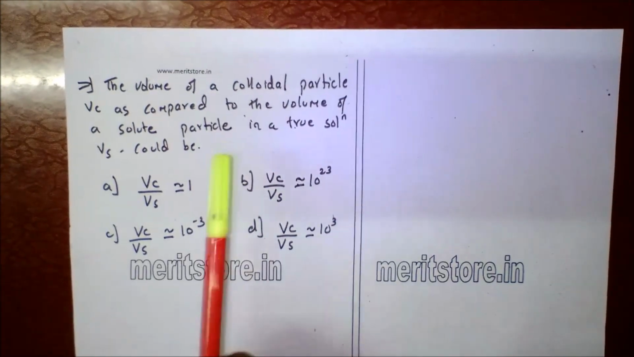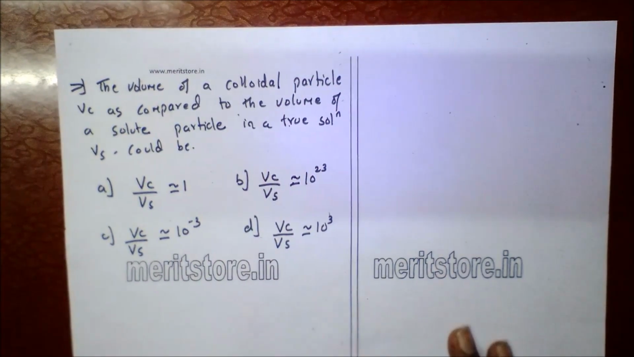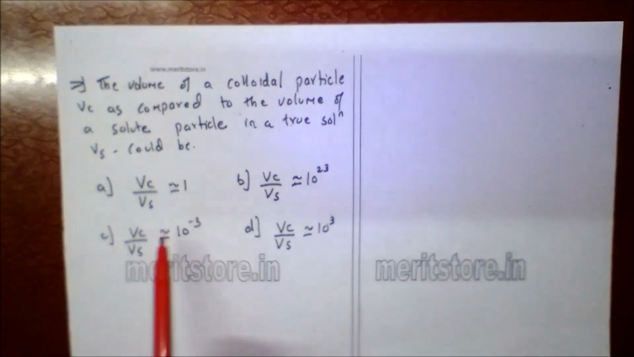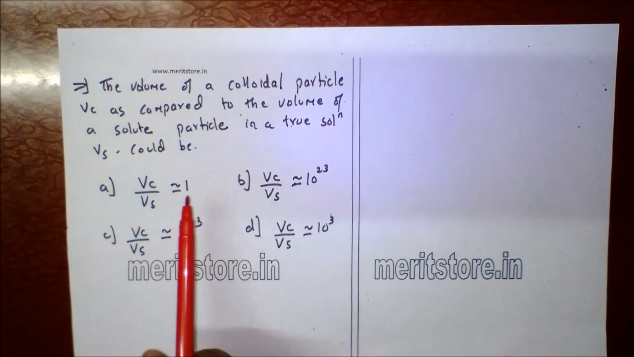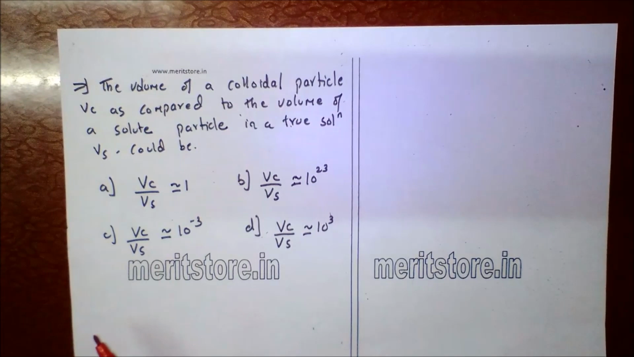The volume of a colloidal particle Vc as compared to the volume of a solid particle in a true solution Vs could be: A. Vc upon Vs is proportional to 1. B. Vc upon Vs is proportional to 10 raised to 23. C. Vc upon Vs is proportional to 10 raised to minus 3, and D. Vc upon Vs is proportional to 10 raised to 3.